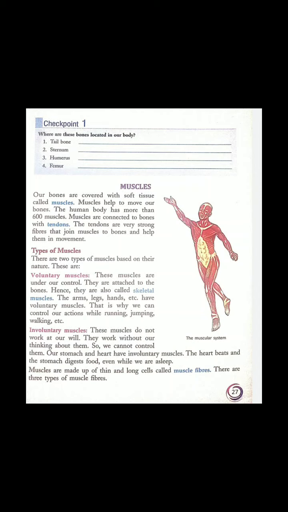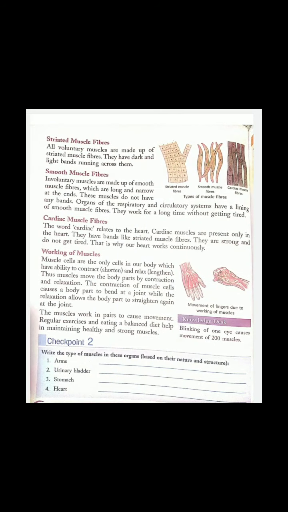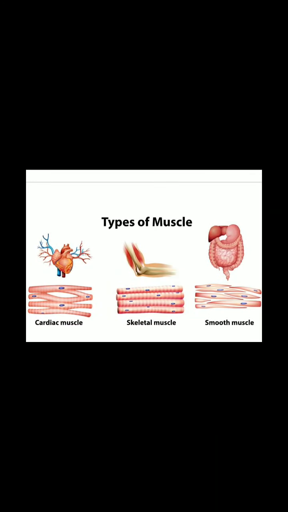Now, muscles are made up of long and thin cells which are called muscle fibers. These muscle fibers are of three types. First one is the striated muscle fibers. The voluntary muscles are made up of striated muscle fibers. These muscle fibers have dark and light bands running across them. You can see in the given picture.